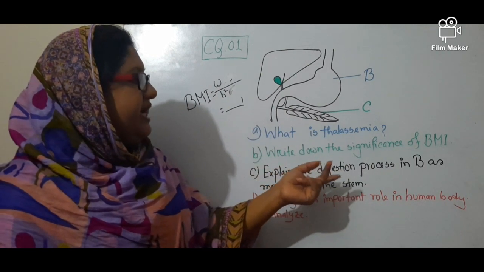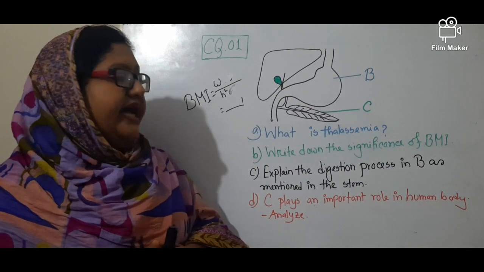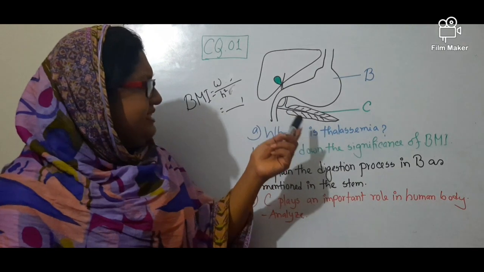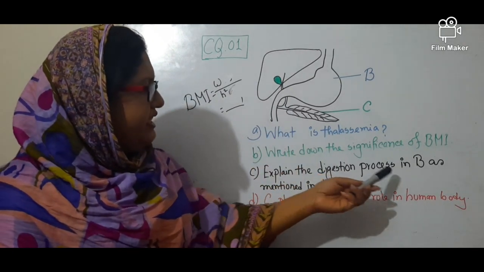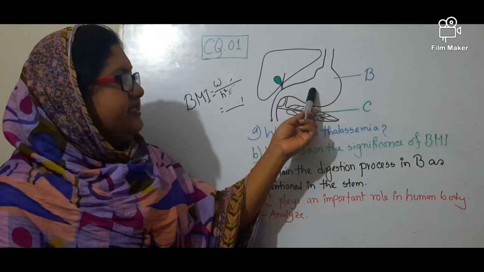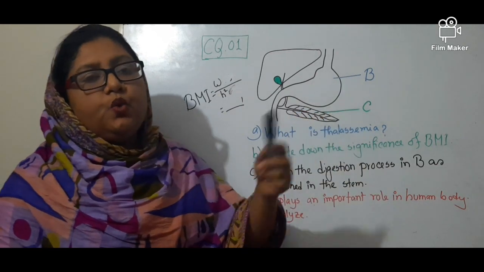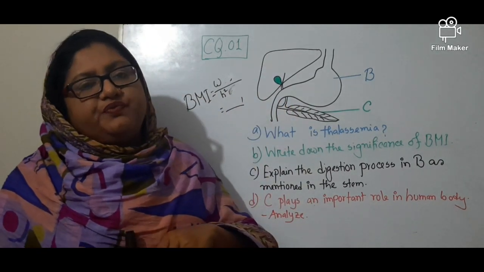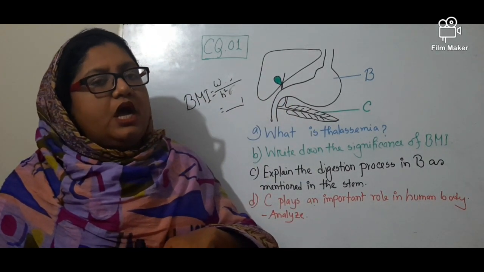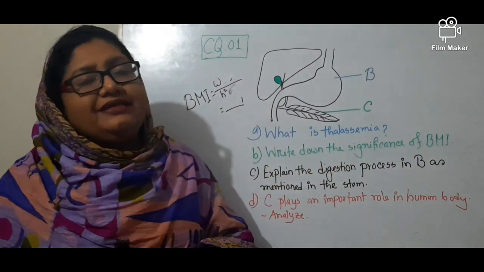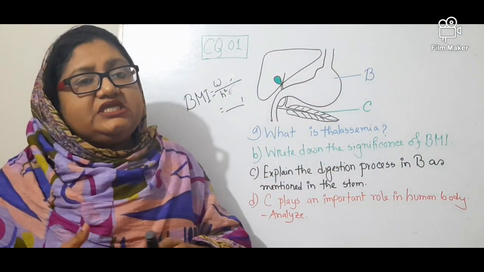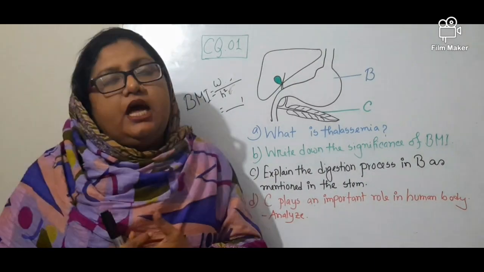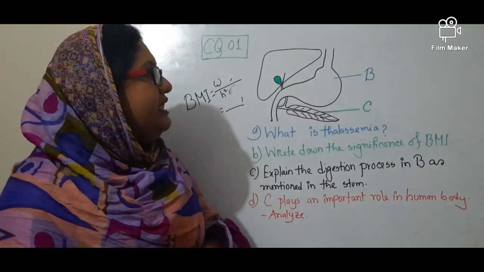Next question: explain the digestion process of B as mentioned in the stem. Now, from the stem, you can see what is indicated by B. The portion indicated by B is known as the stomach. This is from chapter 5. From this question, you can easily understand what you are asked to write. So first of all, you will clarify what is indicated by B.